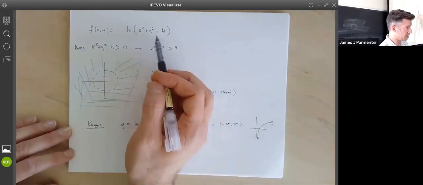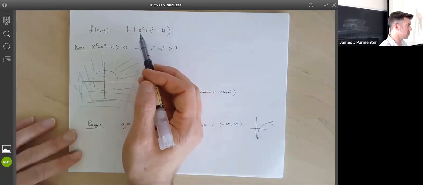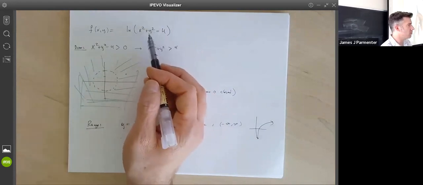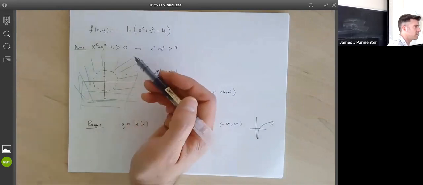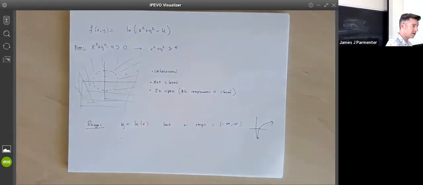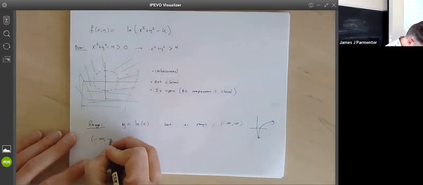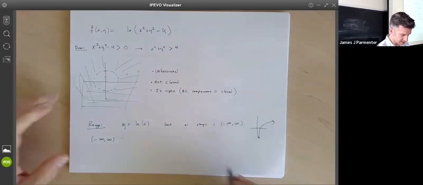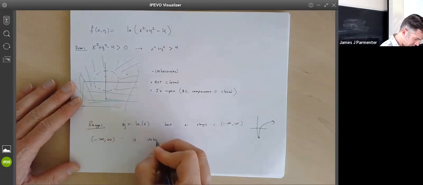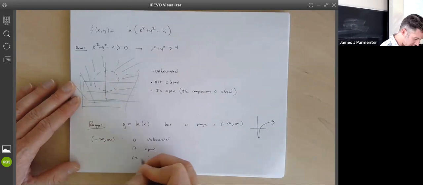My insides can definitely get as close to 0 as you want. I can make x equal to 2.000000001 and y equal to 0, and the insides are going to be super close to 0, which means my values are going to be super negative. And then I can also make these super big, which makes the natural log eventually super big, although natural log takes a long time. So my range here really is everything. And just to be specific, my range is unbounded. My range is open. My range is closed.